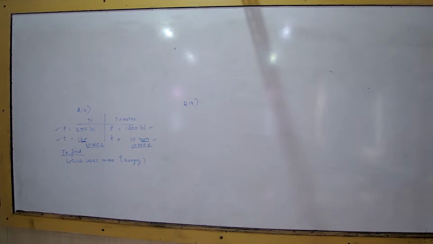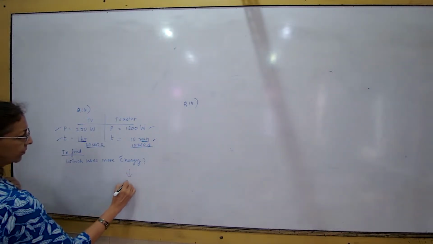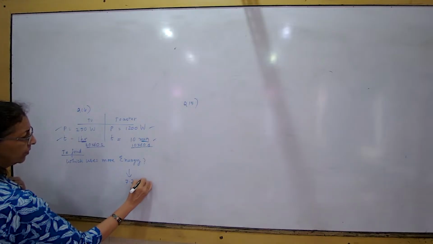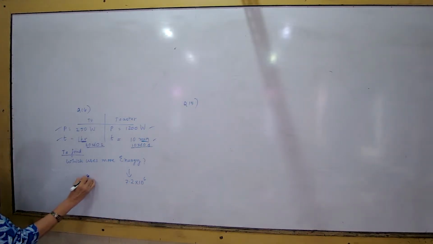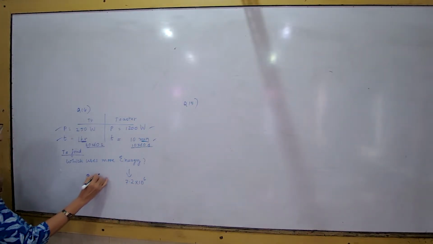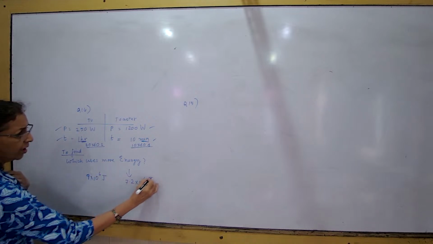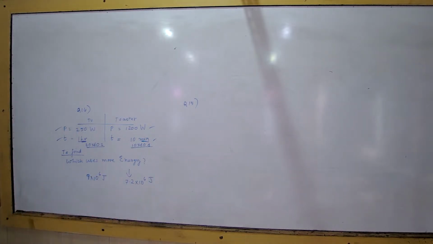Joule. Energy is in joule. Yes. 9 into 10 you have got, is it? Ah, correct, okay. And for the toaster, we got 7.2 into 10 raised to 6 or 5? 6. Ma'am, 5.